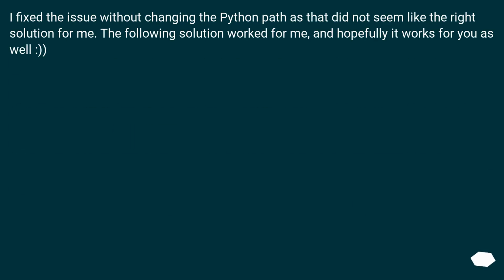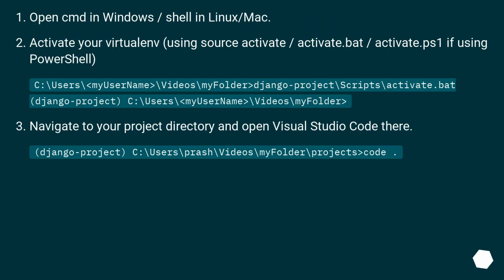I fixed the issue without changing the Python path, as that did not seem like the right solution for me. The following solution worked for me, and hopefully it works for you as well. Open CMD in Windows, Shell in Linux/Mac. Activate your virtualenv, using source activate, activate.bat, or activate.ps1 if using PowerShell.